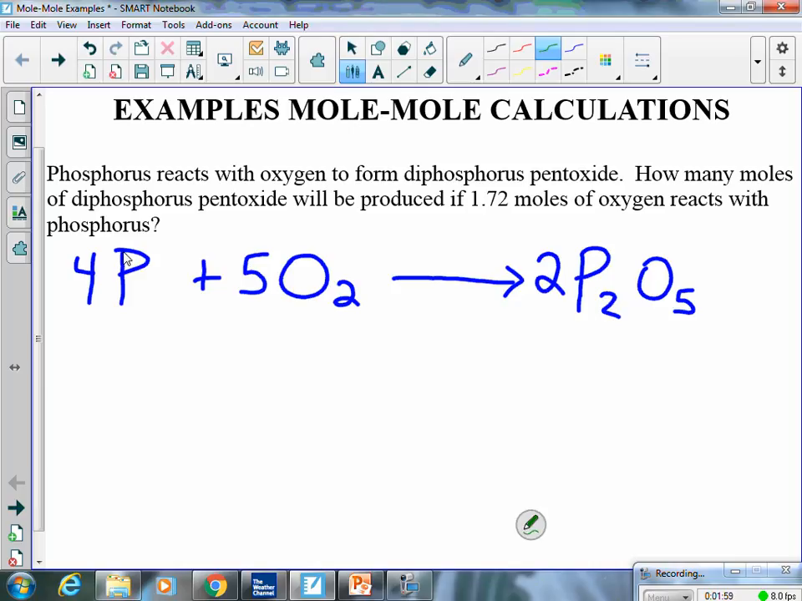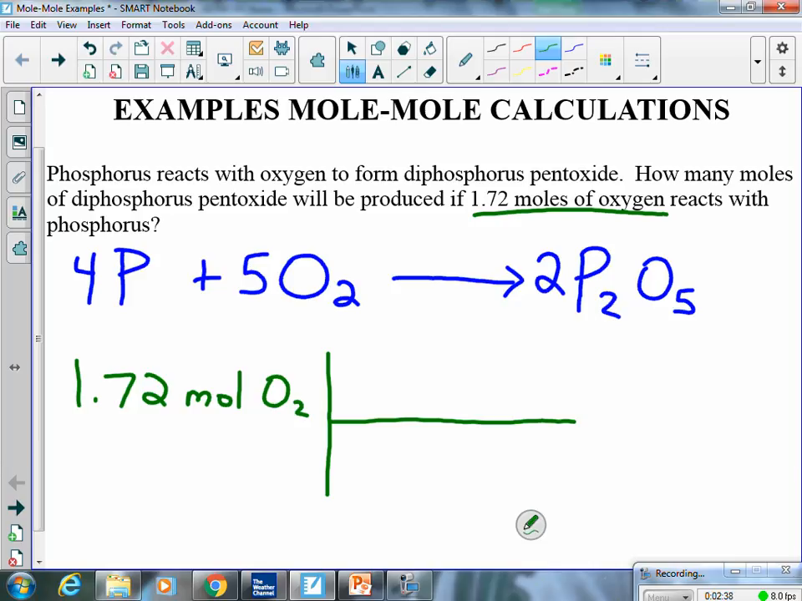Now I come into converting from moles of one substance to moles of the other. And we use what we call the molar ratio. Okay, your notes last night told you about the molar ratio, walked you through how to determine it, right? Okay, so I'm going to have 1.72 mole of oxygen. That's what's given. I'm going to do my conversion box.